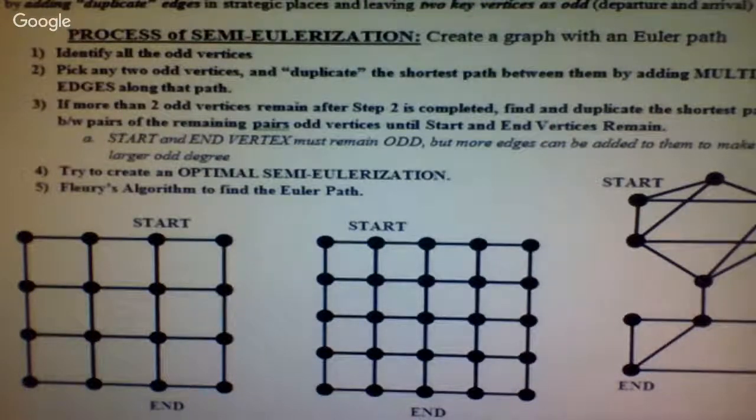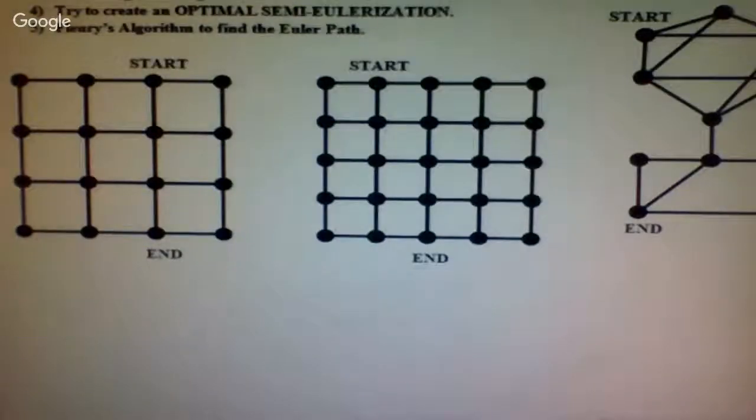SemiEulerizing graphs. It's not as bad as you think. Instead of creating a circuit, you're trying to create a path. So you need to identify all of your odd ones except for where they wrote start and end. They need to stay odd. So you do not do anything with those ones.